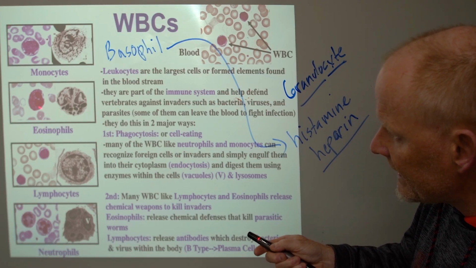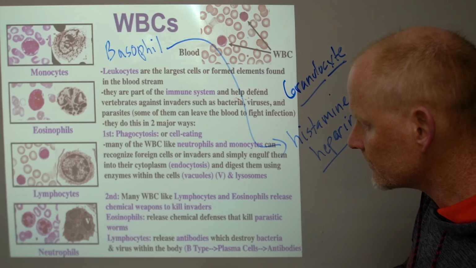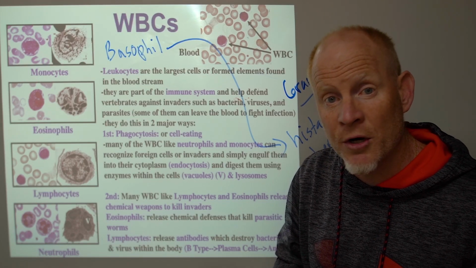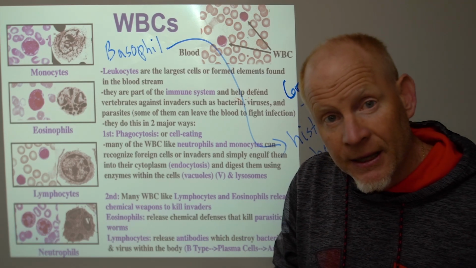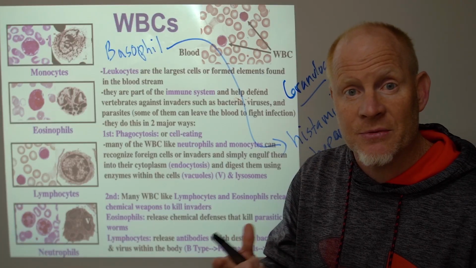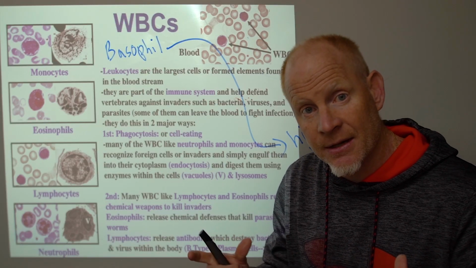Eosinophils, they stain pink, as you can see. Their granules are pink, and they release chemical weapons. These granules are chemical weapons that defend against mostly parasitic worms. And so in places like the US, eosinophil count in your blood is really, really low because we have really good sanitation. You don't typically see a lot of eosinophils. They're actually hard to see in a blood smear.